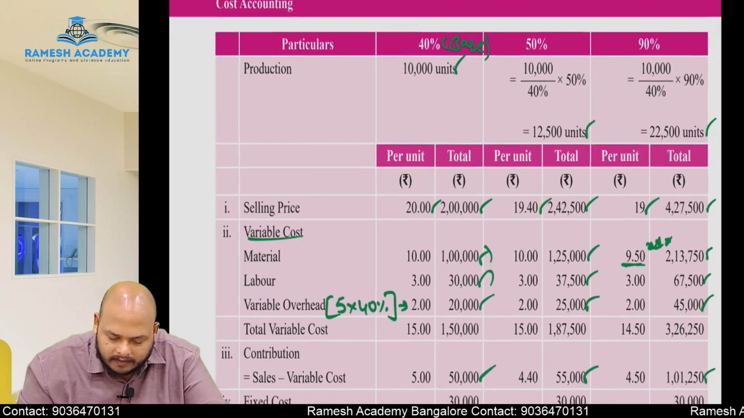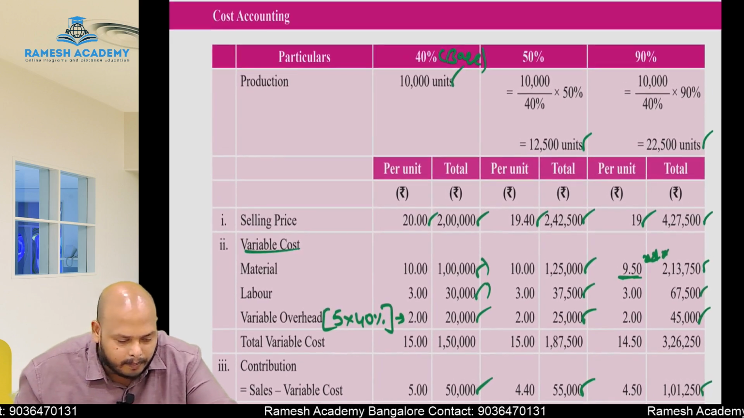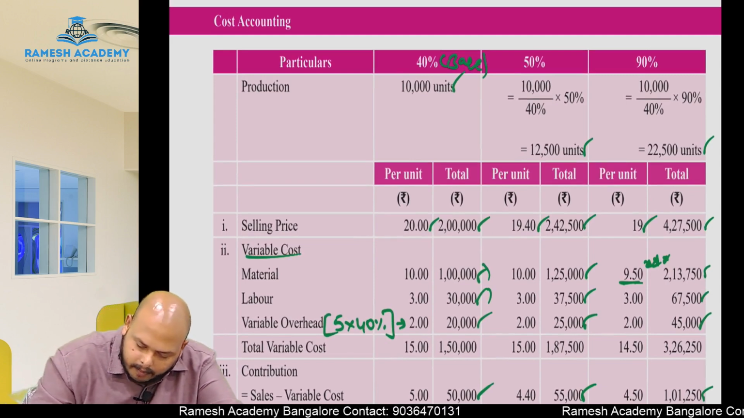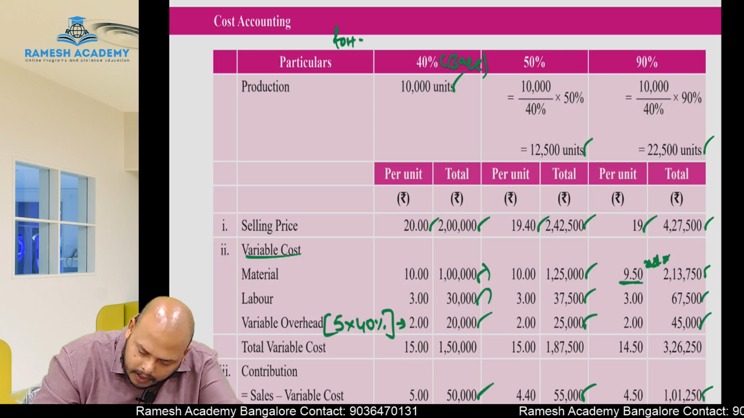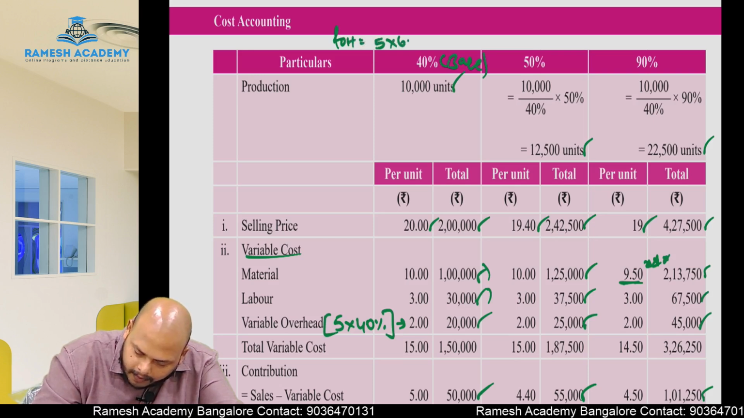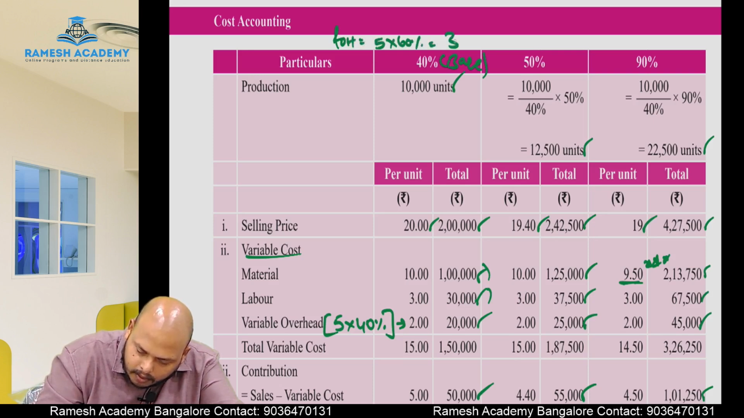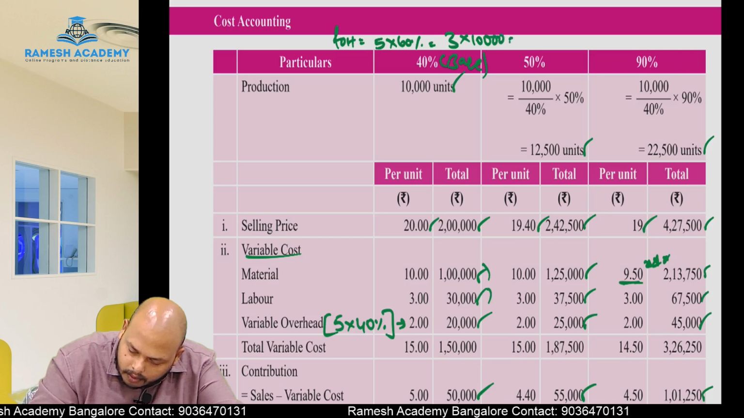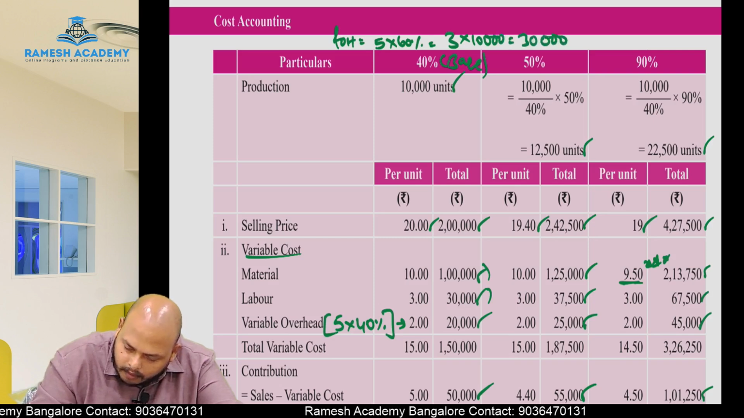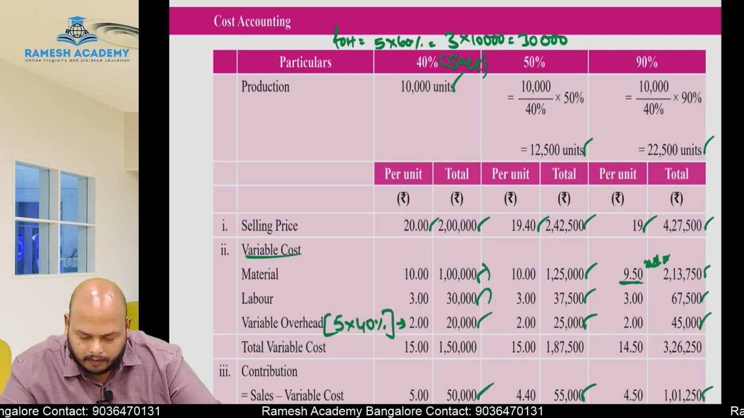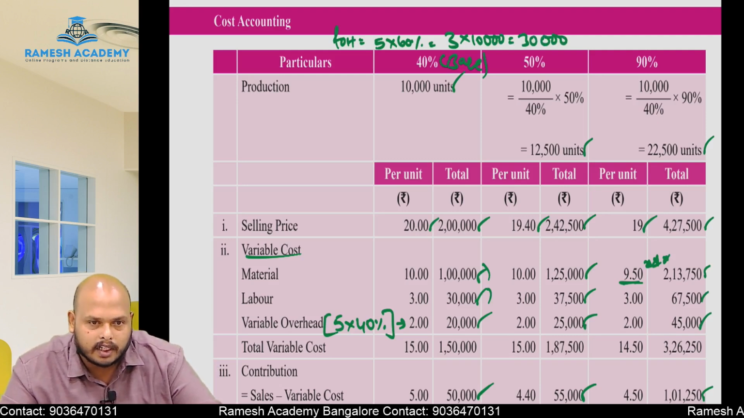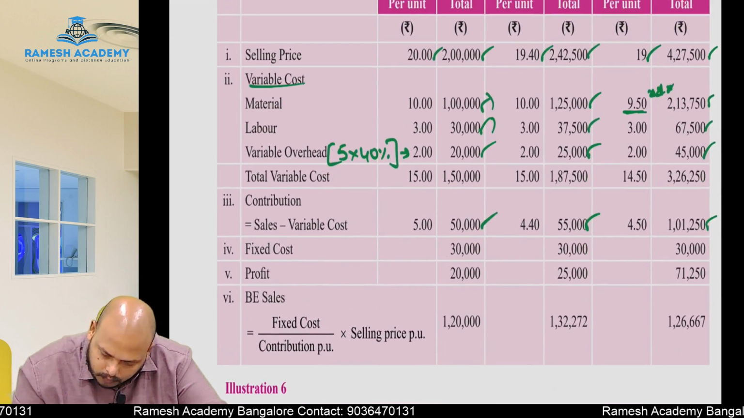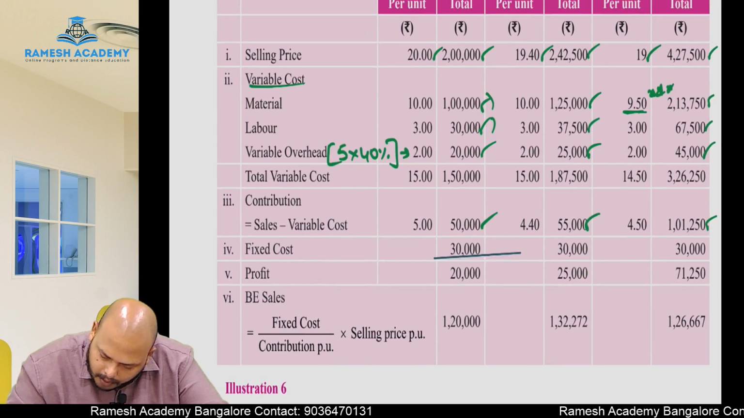See how to calculate fixed cost at base. At 40%, overheads he gave 5 rupees, 60% fixed. 60% fixed means fixed overheads is equal to 5 into 60%. That is nothing but 3 rupees into how many units, ma? 10,000 units. So how much is the fixed cost? 30,000. If it is 40% also 30,000, 50% also 30,000, 90% also 30,000 only. So the resultant figure will be what, ma? Profit.